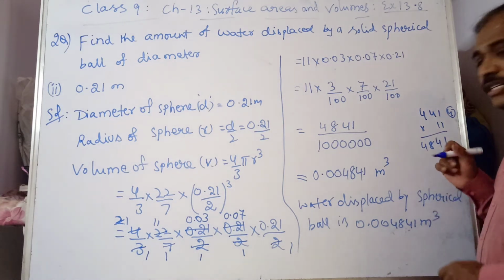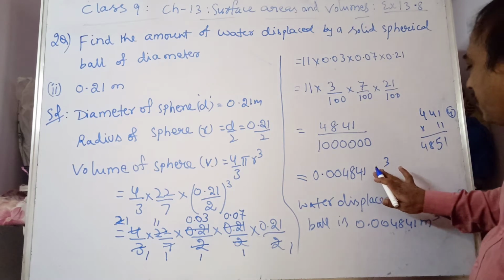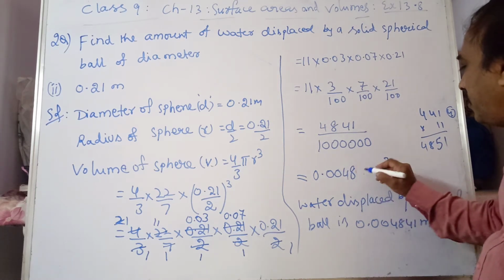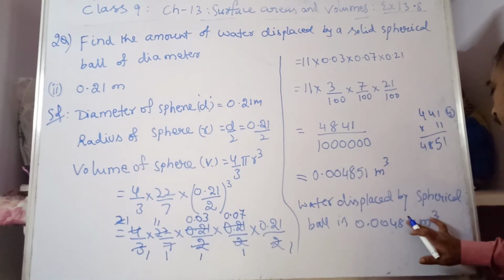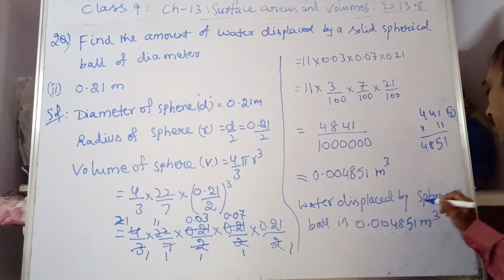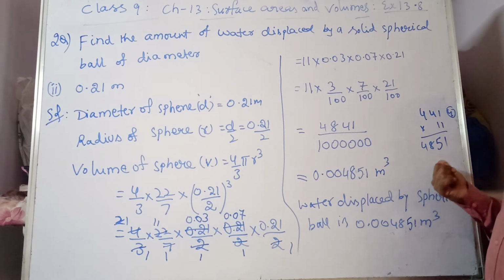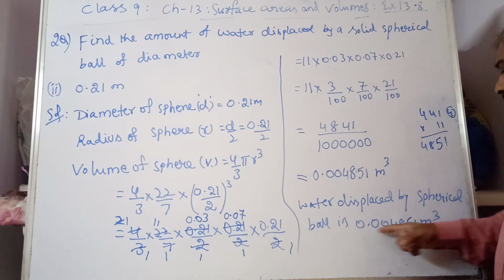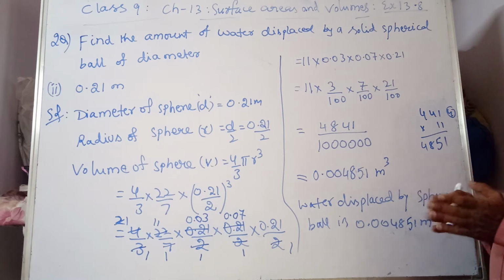Sorry, here you check it. Here once, 11 ones are 11. 11 fours are 44 plus 1, 45 it will come. So here 4851, and here also 4851. So must be careful while multiplying or while dividing. So this much water of volume will be displaced by a spherical ball.